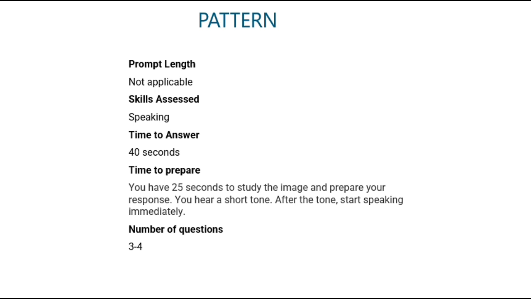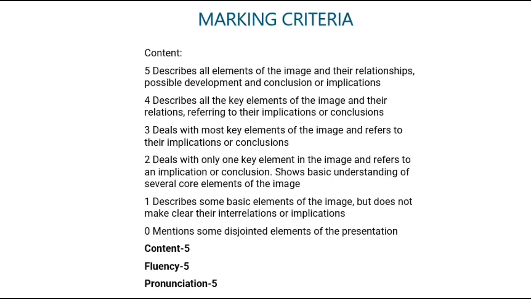So what is content here? Describe all the elements of the image, 5 points. Describe all the key elements of the image, 4 points. Deals with only one key element in the image, 2 points. Describe some basic elements of the image, 1 point. Mention some disjointed elements, 0 points. So here you can see for content we are given 5 points. Fluency we are given 5 points, and pronunciation we are given 5 points.